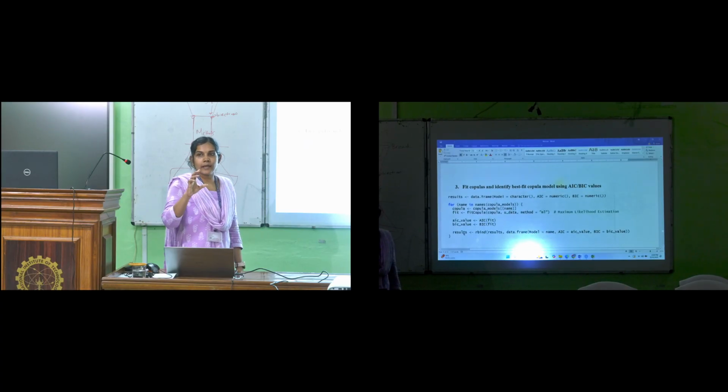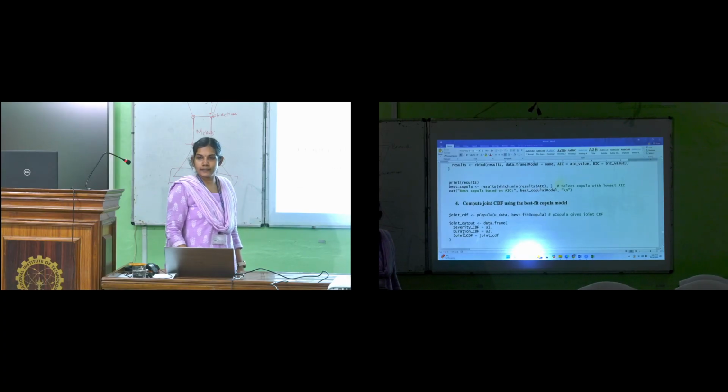There are different types of copula available: Gaussian copula, Clayton copula, Gumbel, Frank and Joe copula. These are the 5 types of copulas I used. And using these copulas, you will get the joint CDF. From that, you can find the best fit copula for your distribution. Here also I used AIC and BIC values, and the copula which gives minimum AIC and BIC value is taken as the best fit copula.